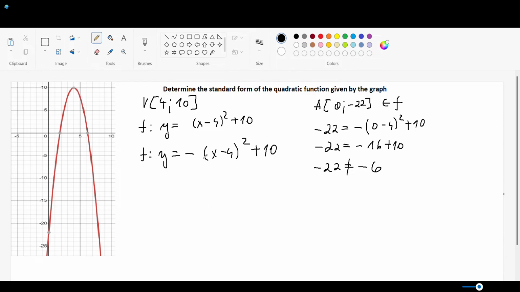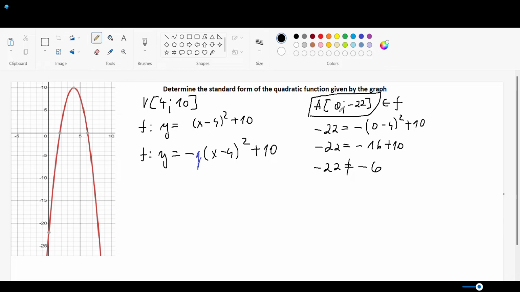So we have to find some parameter, and as I showed you during the lesson, there is some kind of parameter q which we have to find out, and this parameter q is stretching or shrinking our function. So let's find out what q is in our case.